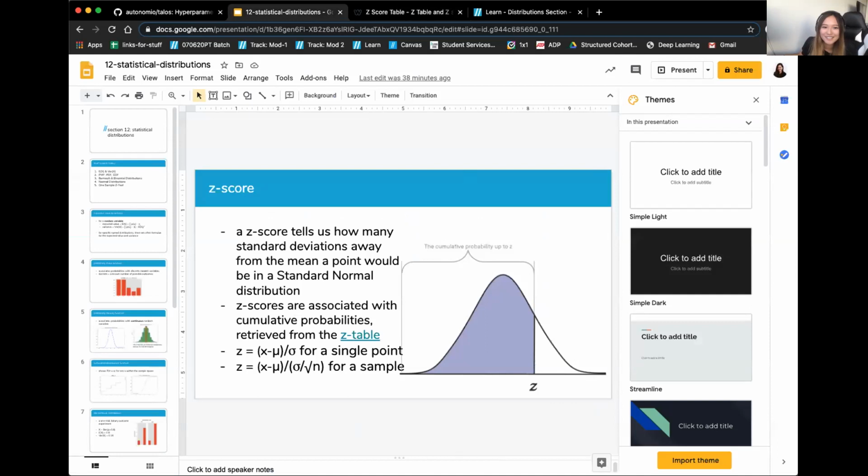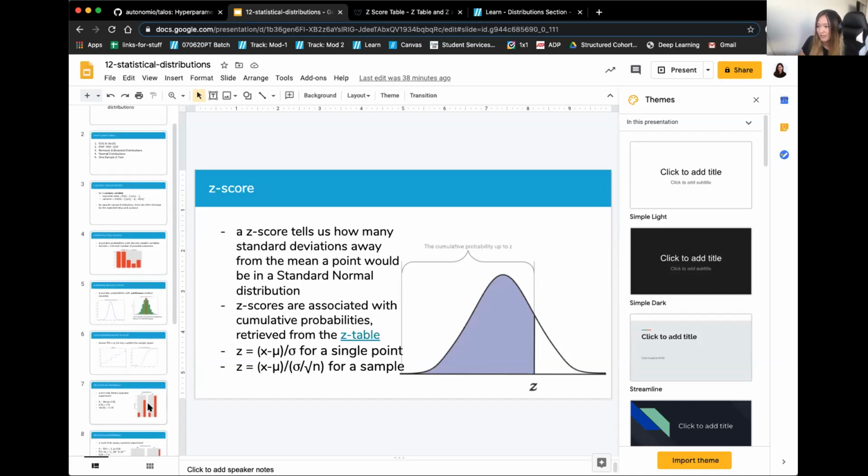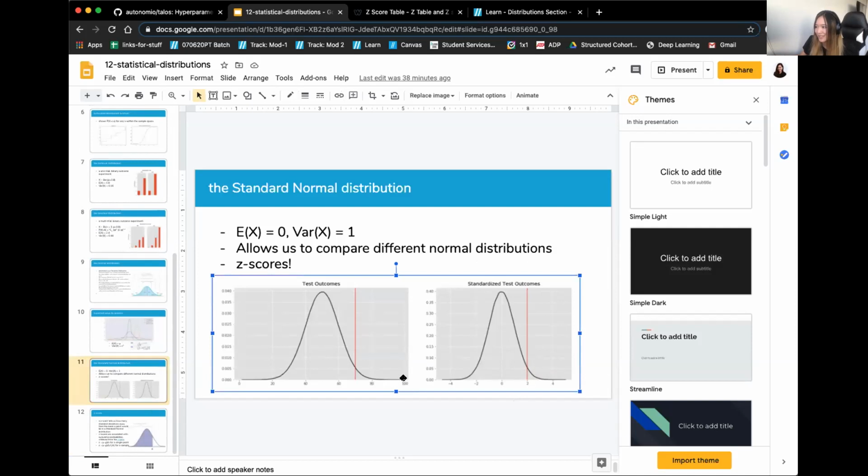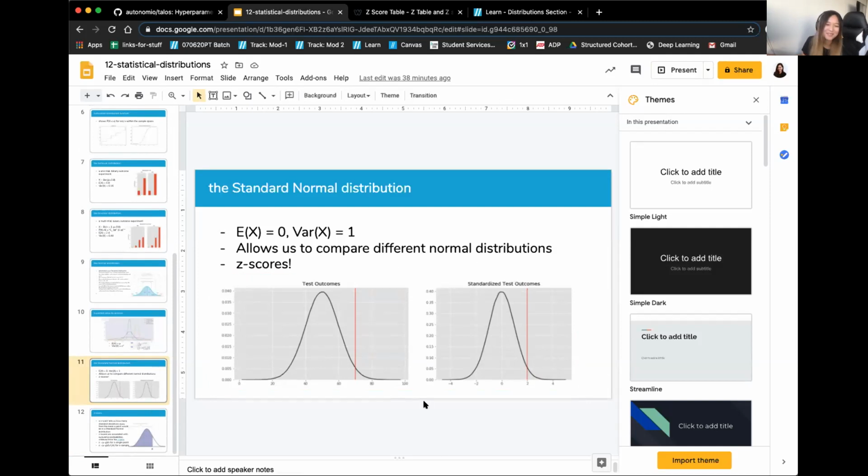Cool. Anything else? When it comes to 1, it's like 100% chance of that event happening. Yeah. Remember that this is cumulative probability. So in this example, what is the probability of getting a test outcome under 100? Because the test scores go from 0 to 100. What is the probability of getting under 100? It would be 1.